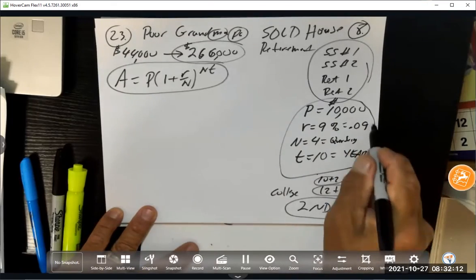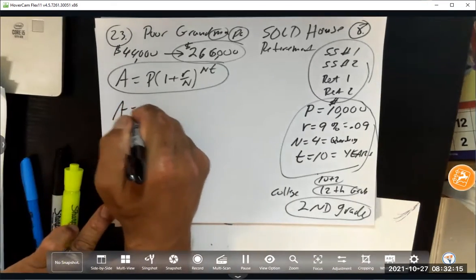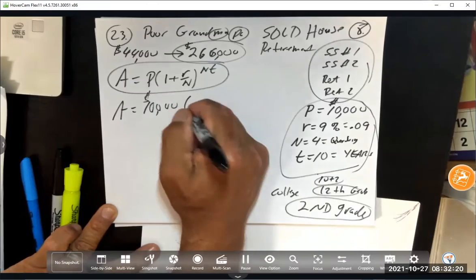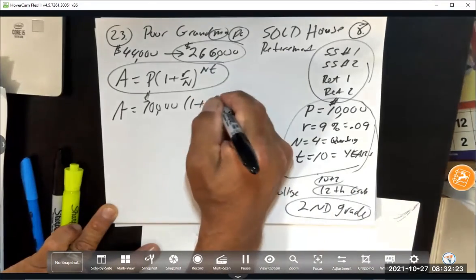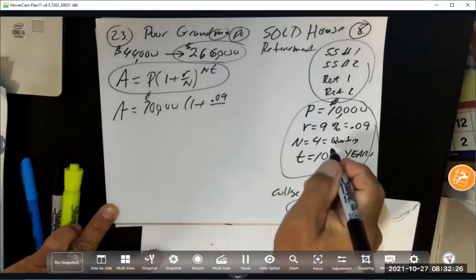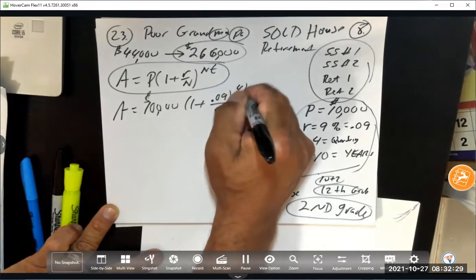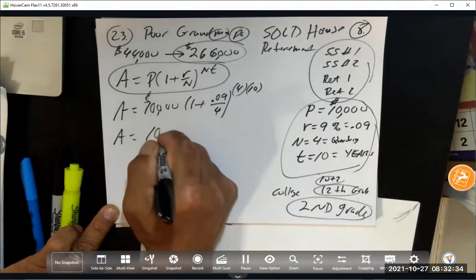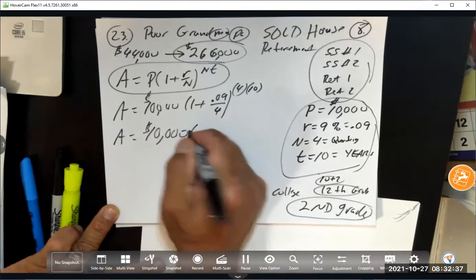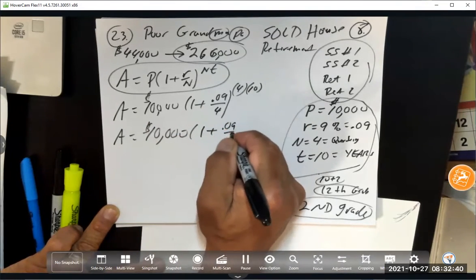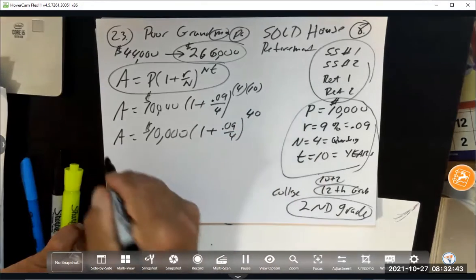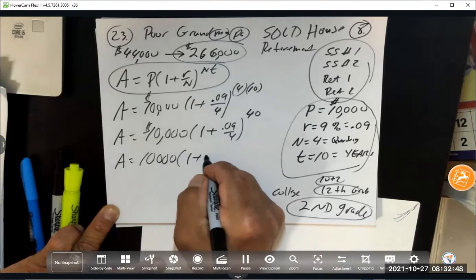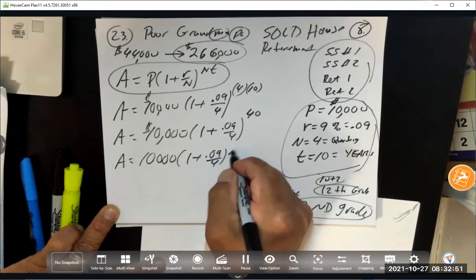So now I'm going to put all these numbers in here. Ready? A is $10,000. That's what they put in my account for me. And R is 0.09 right there. And quarterly is 4, and 4 times 10 years goes by, so 40. All right, so this is what I'm going to do right now. $10,000 is still in the account, but the bank's going to do this: 1 plus 0.09 divided by 4, to the power of 40. So now, calculator time. This gives me 10,000 times (1 plus 0.09 divided by 4) to the power of 40.